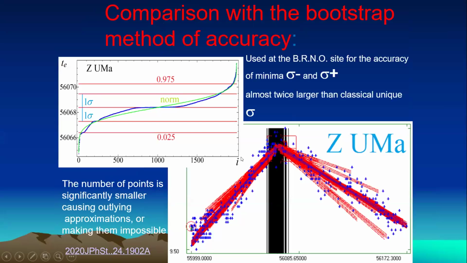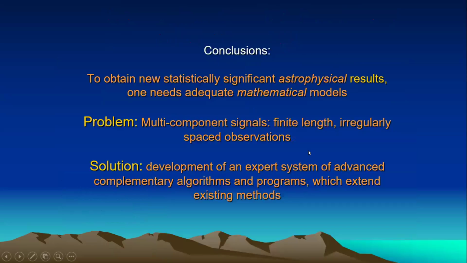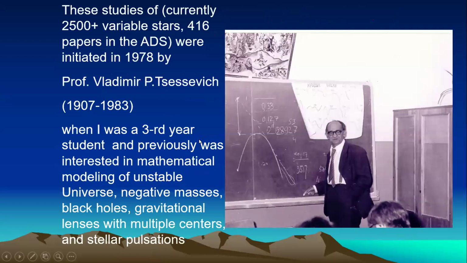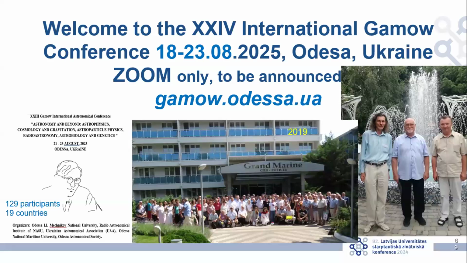And so also finally, I would like to say that we have studied this method of accuracy, bootstrap accuracy, and so you may see how large the outlying approximations may be for the same data. So our conclusions are opposite to the referee report: we do have to have different functions, different methods, or combinations of them to obtain adequate data for this. This is just a memorial talk to my chief, who pushed me into variable stars.